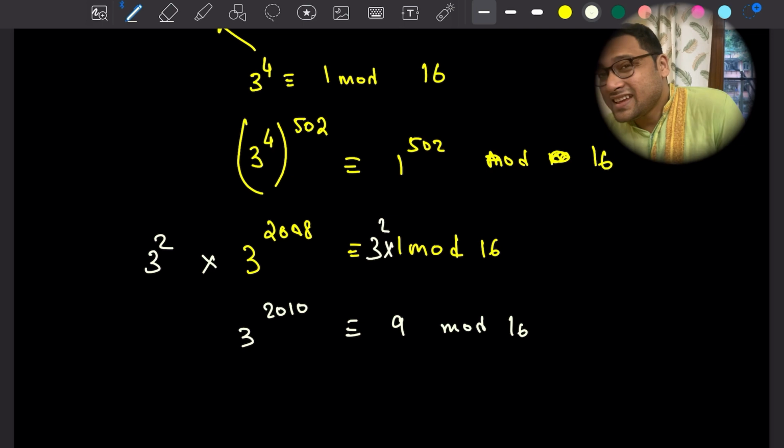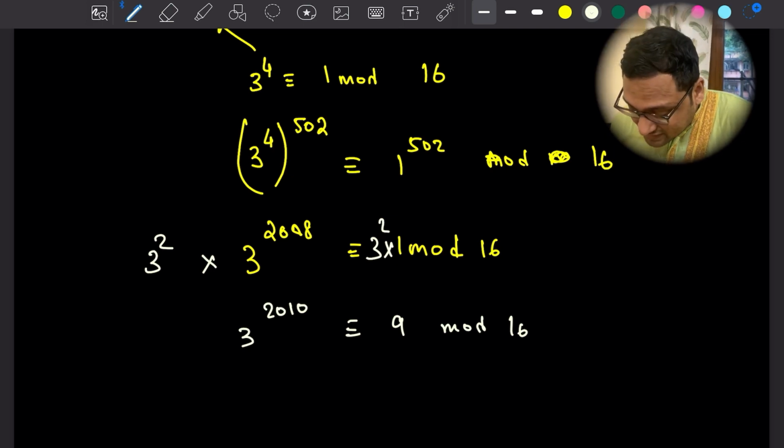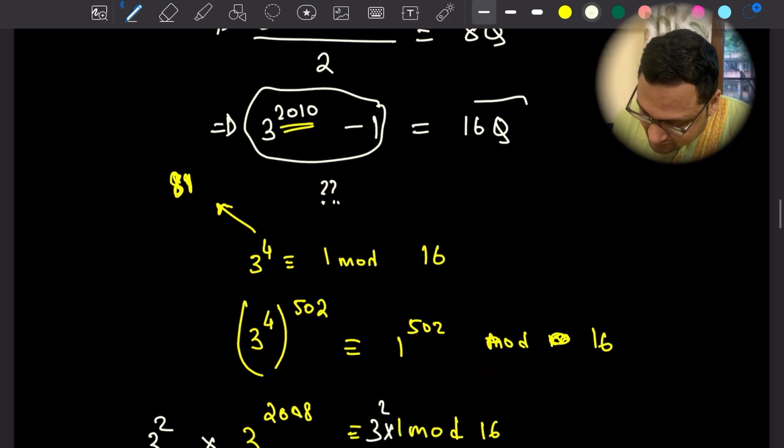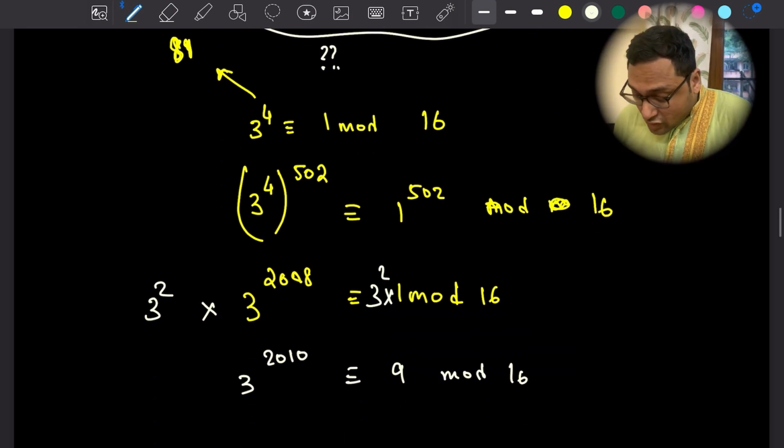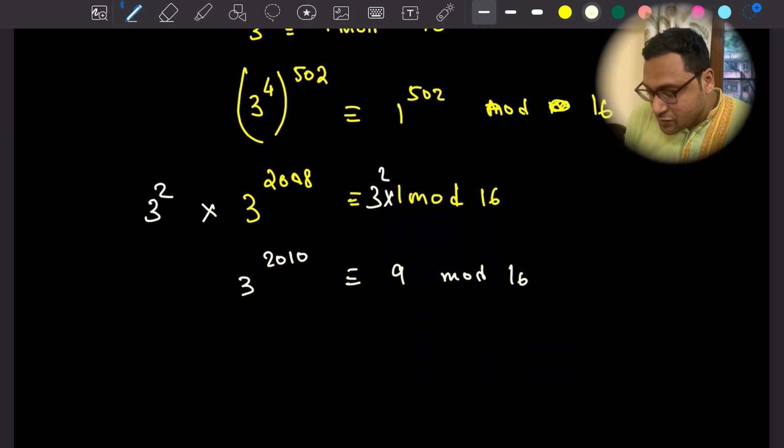So it's not 0 mod 16. So this is not true. It's not divisible by 16. 3 to the power 2010 minus 1 is not divisible by 16.